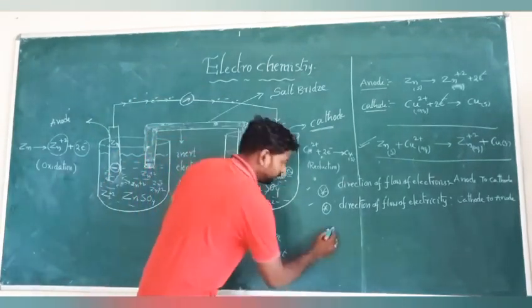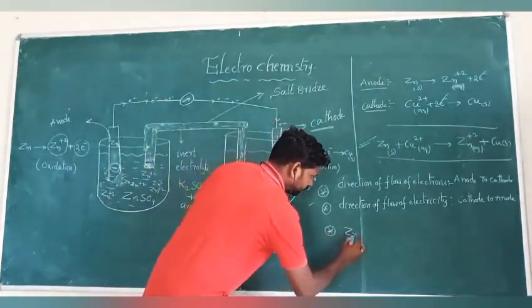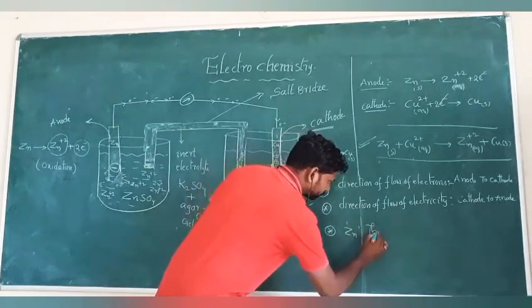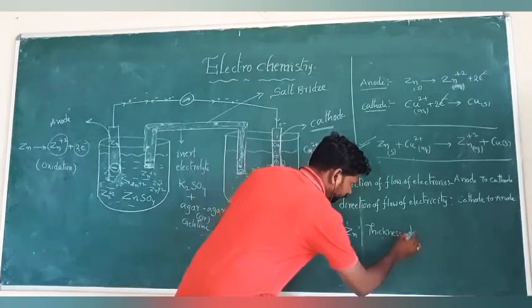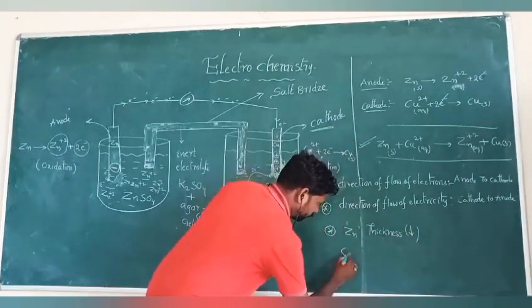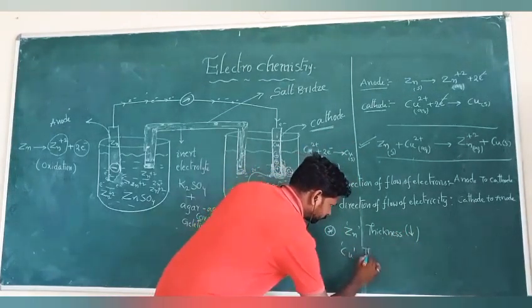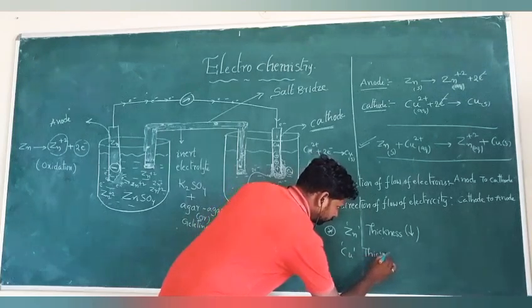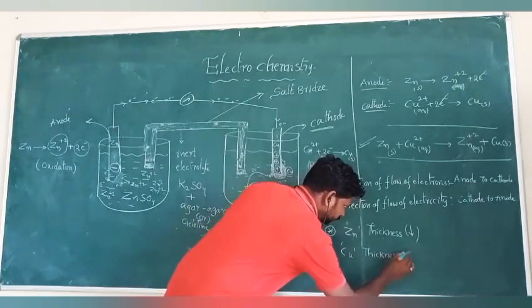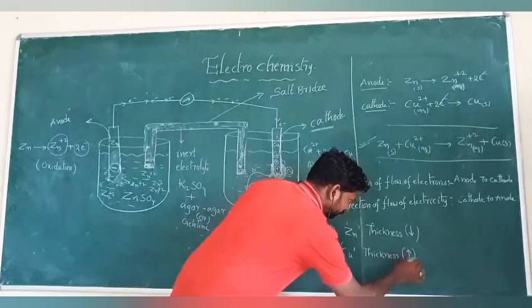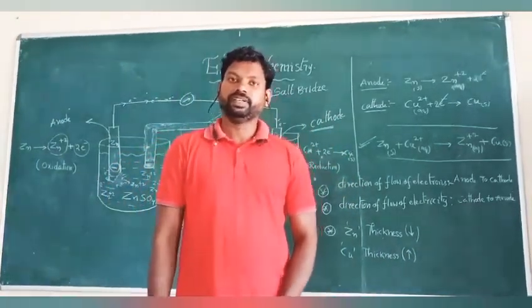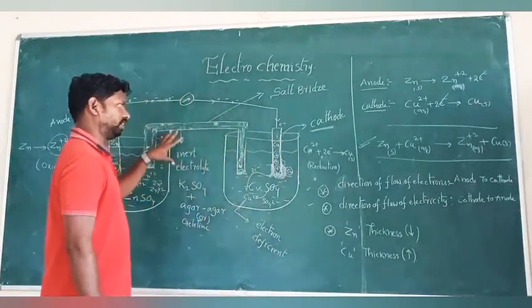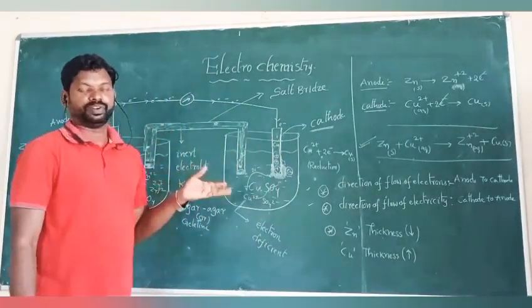Here zinc thickness decreases, copper thickness increases with time. Now we are going to learn what the use of the salt bridge is here, and how it is working.